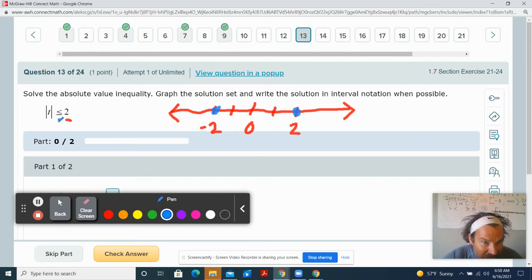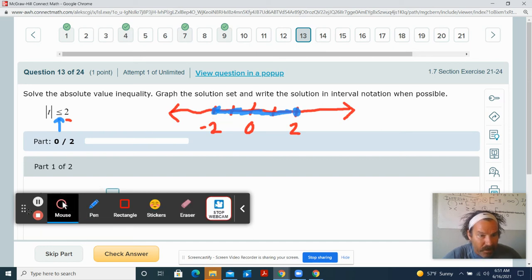But less than 2 means you could be anywhere here. That's less than 2 away from 0. And all the way here. You just can't be over here. You can't be in this area over here, and you can't be in this area over here if you're less than 2. So there is no gap. There is no gap when we have a less than or equal to. So this is your answer right here, between -2 and +2.